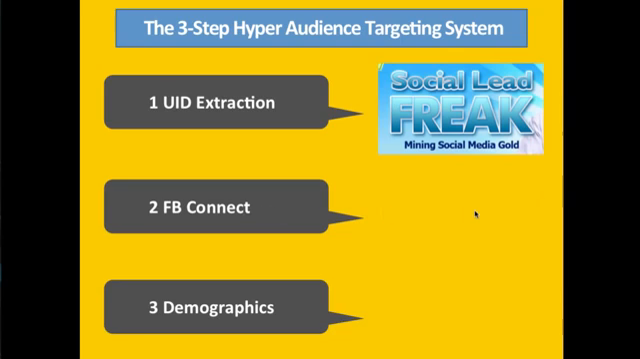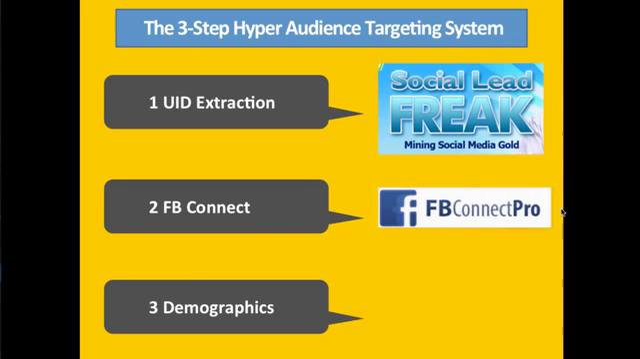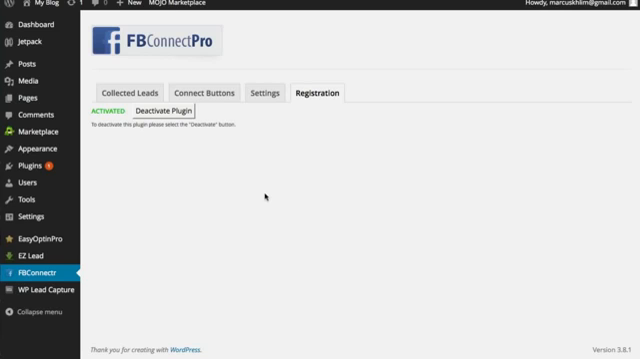So let's take step 2. For all of you Social Lead Freak customers, you get the Ali G Facebook Connect WordPress plugin for free. Now let me walk you through the plugin very quickly. So here I am on my WordPress dashboard, and I've already got the Facebook Connect plugin installed, and you do need to register. Just activate it using your Social Lead Freak username and password, and I've already done that, activated.